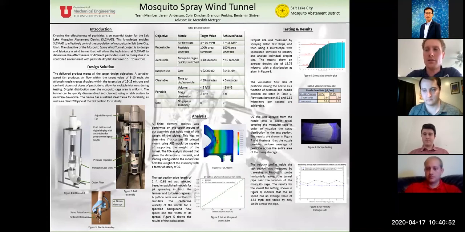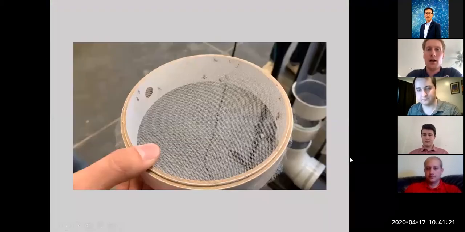After collecting this data, we took the average and found that the average airspeed with a low fan setting is 4.53 miles per hour with a 10.6% variation across the pipe. So from our data, we can conclude that we did meet that requirement of an air velocity. Now Brandon will show you a video on how to operate the mosquito spray wind tunnel.